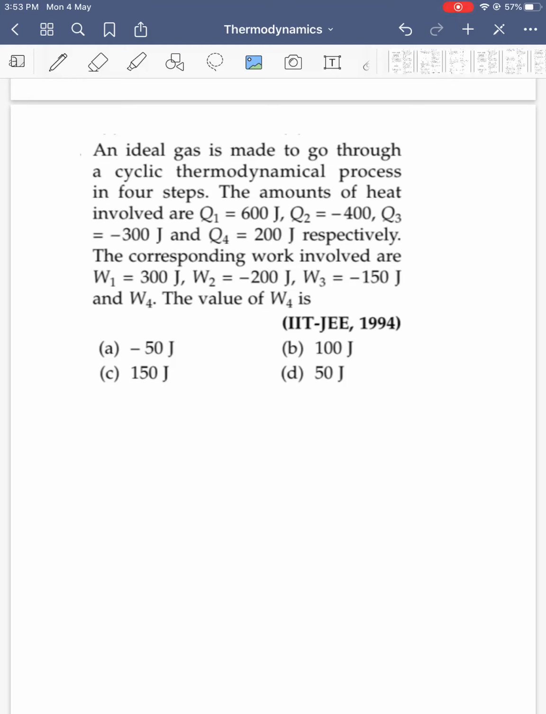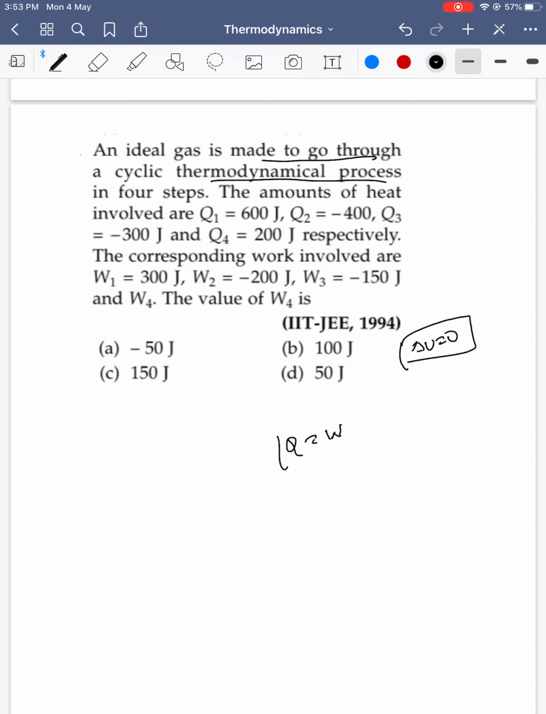Hi students, in this class we are going to discuss a few more examples on thermodynamics. Let's see. An ideal gas moves through a cyclic process. For the complete cycle, delta U is equal to 0, so Q is equal to the total work done. He has given Q1, Q2, Q3, Q4. Add all the Q: 600 minus 400 is 200, 200 minus 300 is minus 100, minus 100 plus 200 is 100.